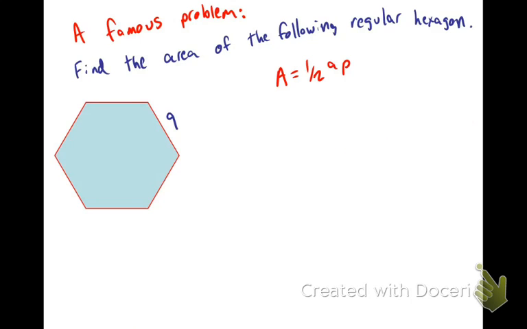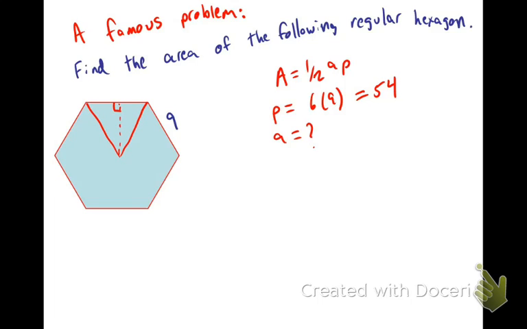So this is the problem that you want to be able to do. What's the area of a regular hexagon with a side 9? That's all the information they have to give you. So we start with the formula. Area equals 1/2 apothem times perimeter. So the perimeter, of course, is going to be 9 times 6 is 54. So 54 is going to go in for P. Now we have to solve for the apothem.